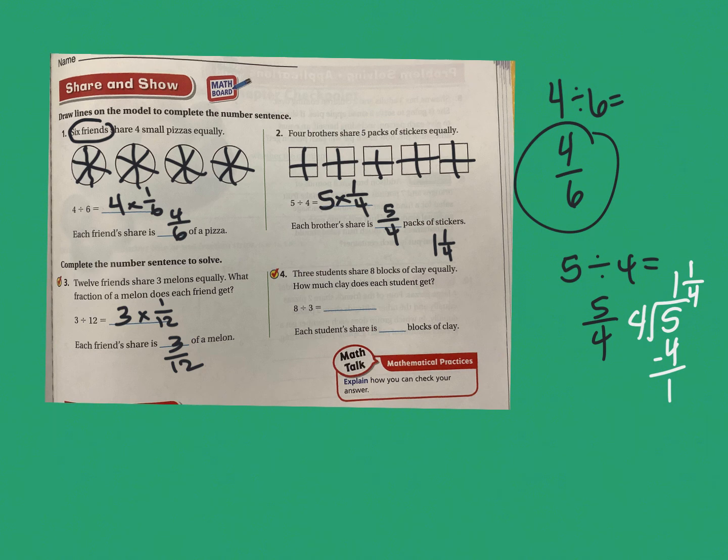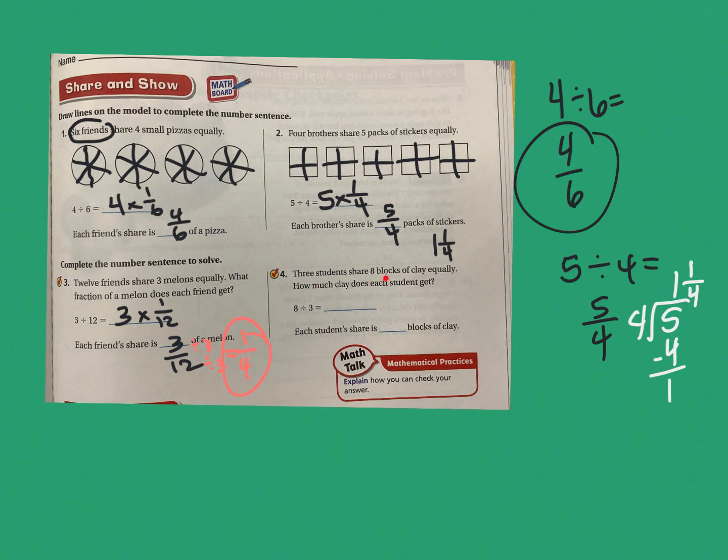If we can simplify a fraction, we should do that. This is a multiple of 3, and this is also a multiple of 3. So if I divide 3 out of them, that would simplify or reduce it down. 3 divided by 3 is 1. 12 divided by 3 is 4. Each of them is getting 1/4 of a whole melon. Hopefully this is making sense okay.